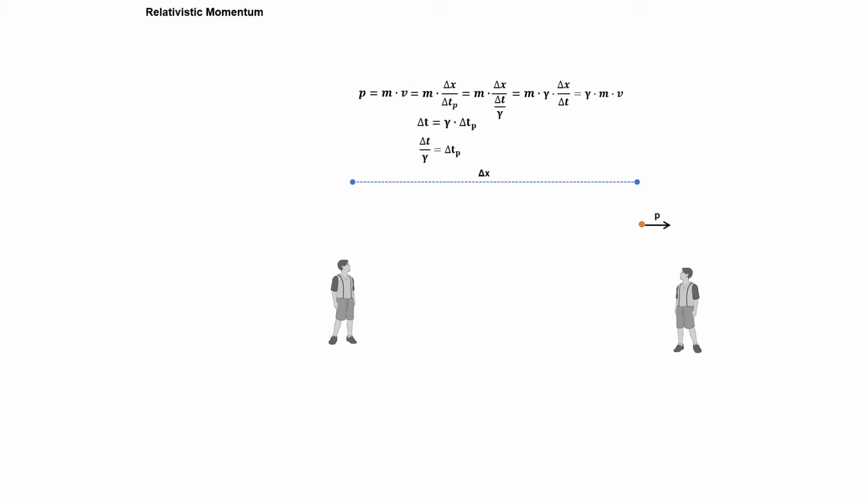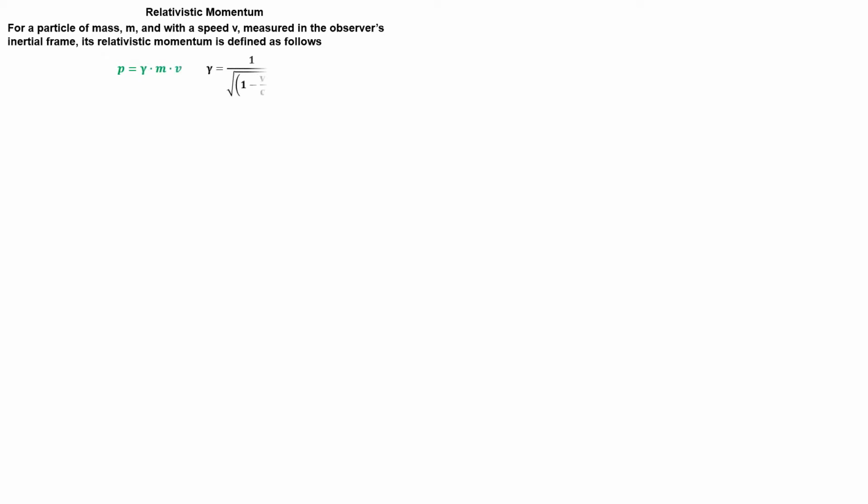v is the speed of the particle in a reference frame, and gamma is the Lorentz factor. For a particle of mass m and with a speed v measured in the observer's inertial frame, its relativistic momentum is defined as follows. Before continuing, we should stop to talk about the mass of the particle. In older textbooks, the relativistic momentum is rewritten as follows.